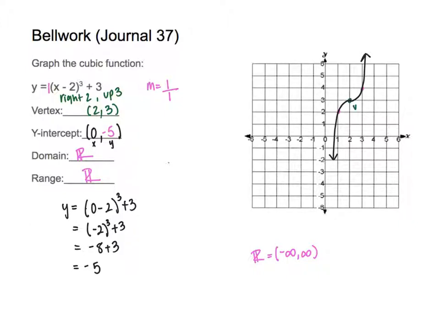And if you remember from last semester, a cubic function's domain and range is always all real numbers. So now we have everything completed. So I'm going to pause here.